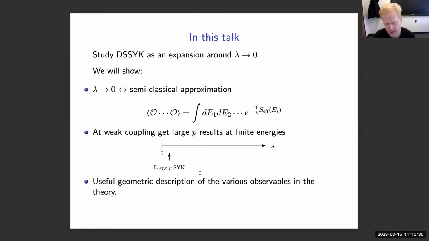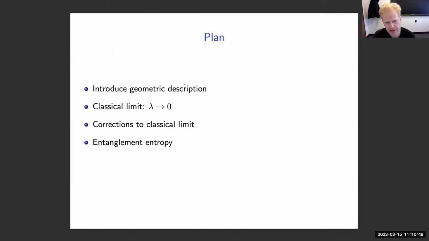And I will also discuss some useful geometric description of the various observables in double-scaled SYK, because it will be useful to phrase the various results that I will mention in this geometric way. So the plan will be first to introduce this geometrical description, and then discuss this lambda goes to 0 limit first at the classical level, and then subleading corrections to that. And if time permits, we'll also discuss entanglement entropy. We'll see how it goes with time.